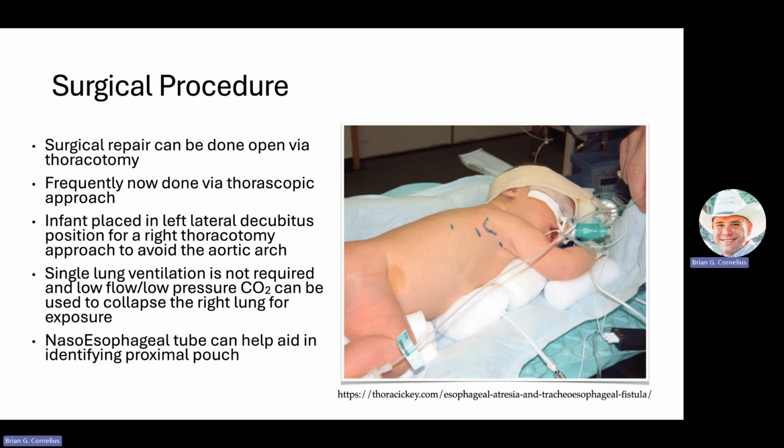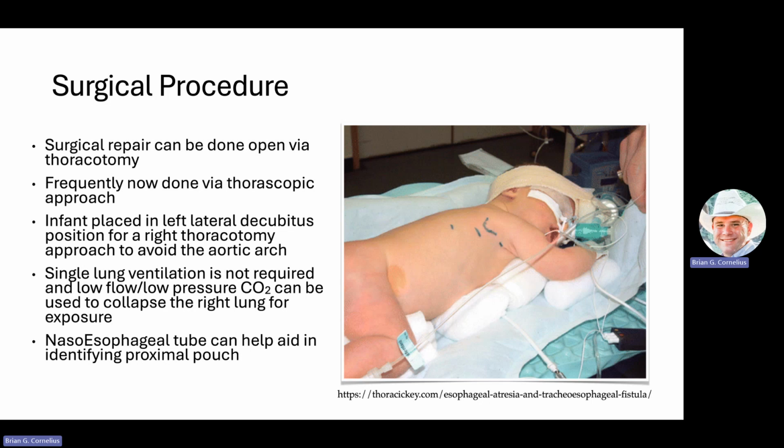So, how do we do the surgical repair? It's usually done either via an open thoracotomy or a video assisted thoracotomy. Oftentimes now we're seeing that more and more patients are having video assisted done. Placed in a left lateral recumbent position, right thoracotomy. That way we avoid the aortic arch that tends to be pretty large on the left side.